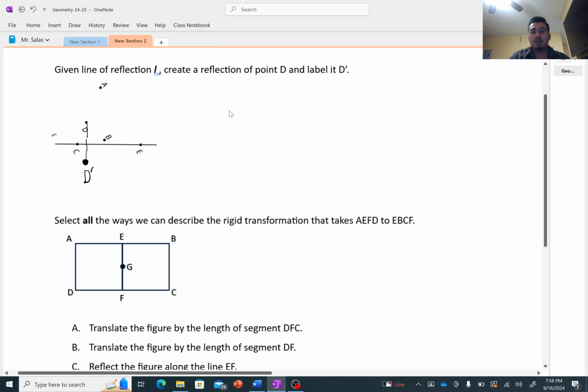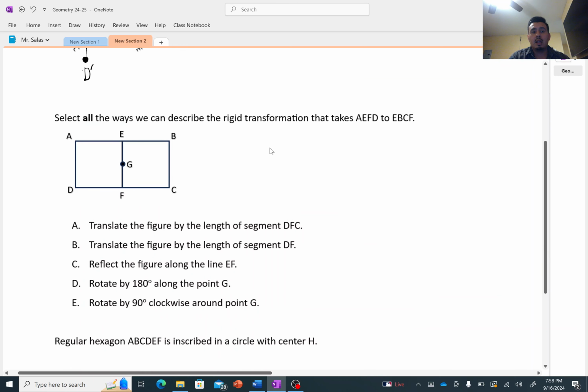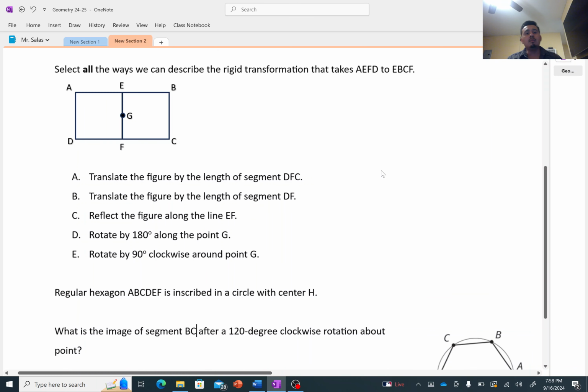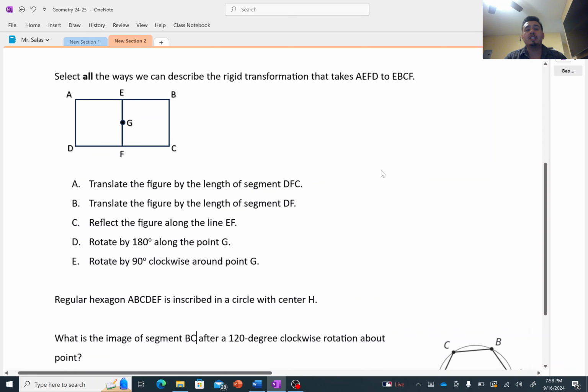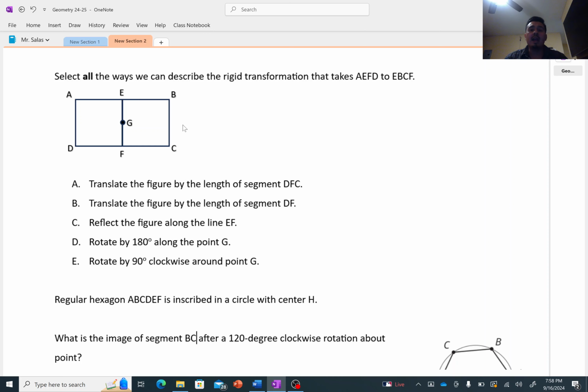All right, since this first problem was very quick and brief, let me jump onto the second problem. The second problem says, select all the ways we can describe the rigid transformation that takes AEFD to EBCF. So that means we're taking the square that's on the left-hand side and trying to overlap it with the square that is on the right-hand side, okay? So let's look at our options.